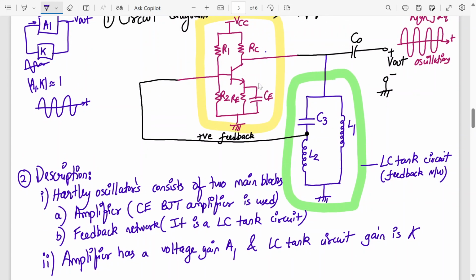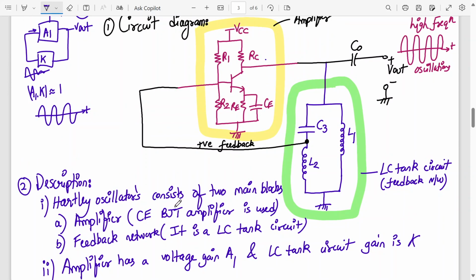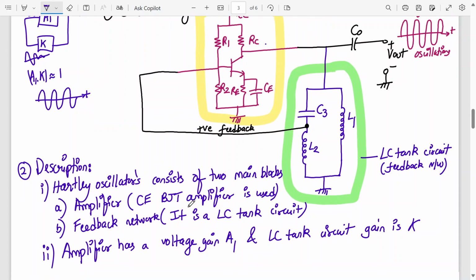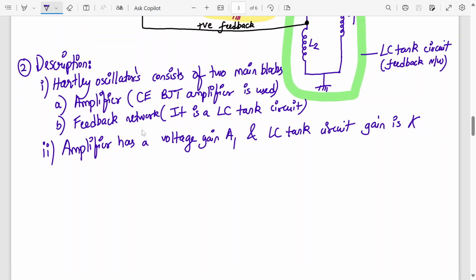So the amplifier is the common emitter BJT amplifier, the feedback network is an LC tank circuit, the amplifier has a voltage gain A1, and the LC tank circuit gain is K. Okay, completed up till now. Can I go to the next point? Now we'll go to working principle.